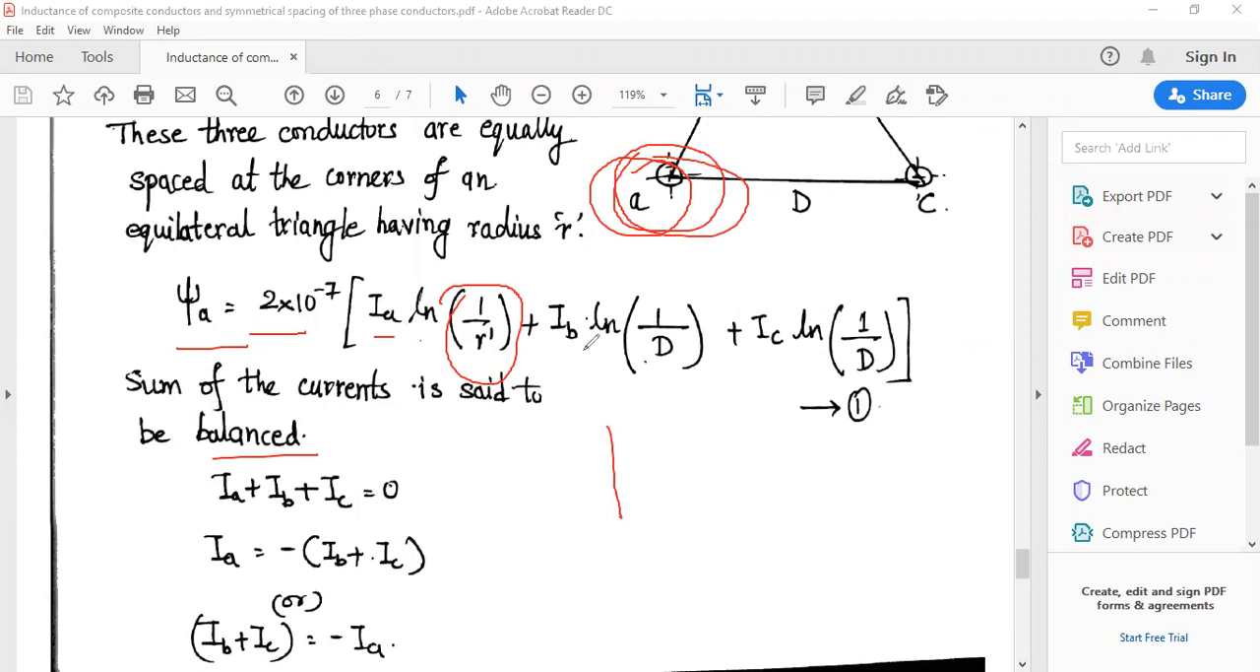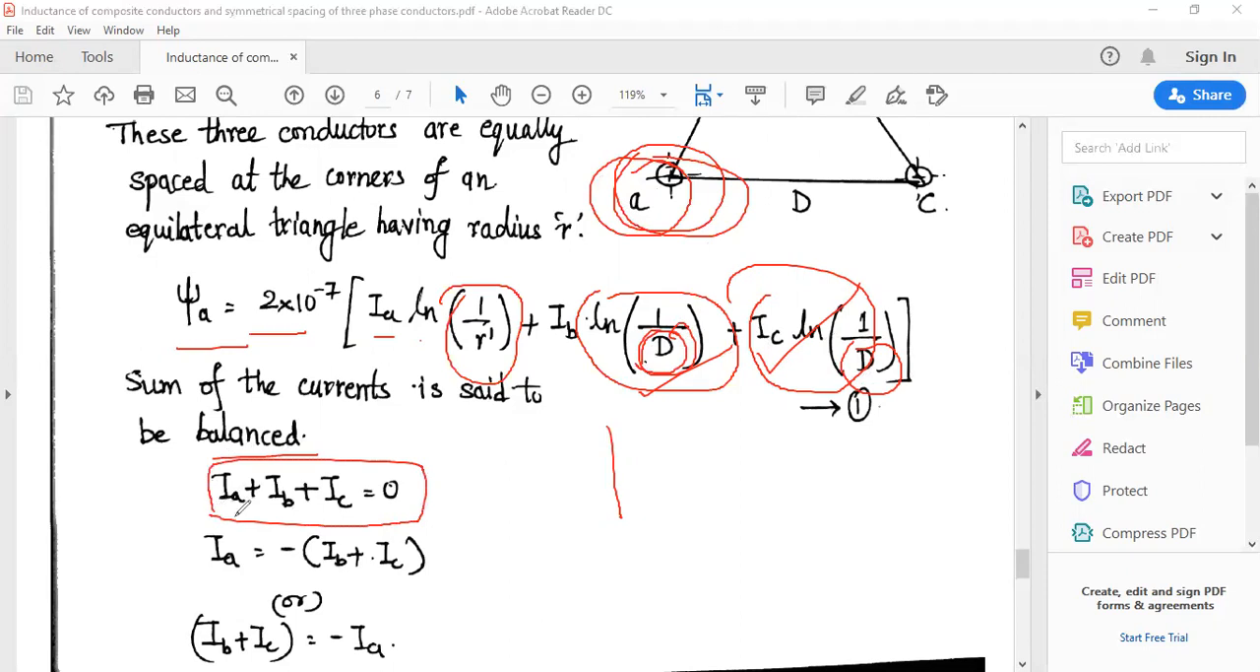Next A to B. So IB, that is the current, next ln of 1 divided by D. Next IC, ln of 1 divided by D. So here we are doing it for a three-phase balanced system considering the distances to be equal. So DAC is said to be D and DAB is said to be D again. So for a balanced system, IA plus IB plus IC equals 0, IA equals minus (IB plus IC), and IB plus IC is minus IA.